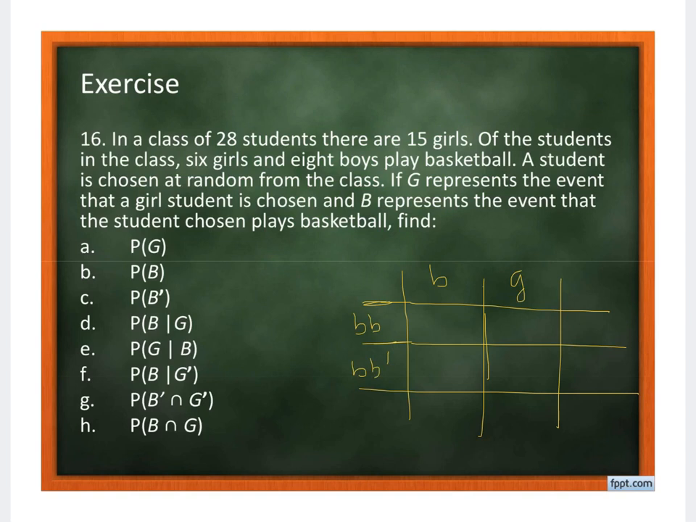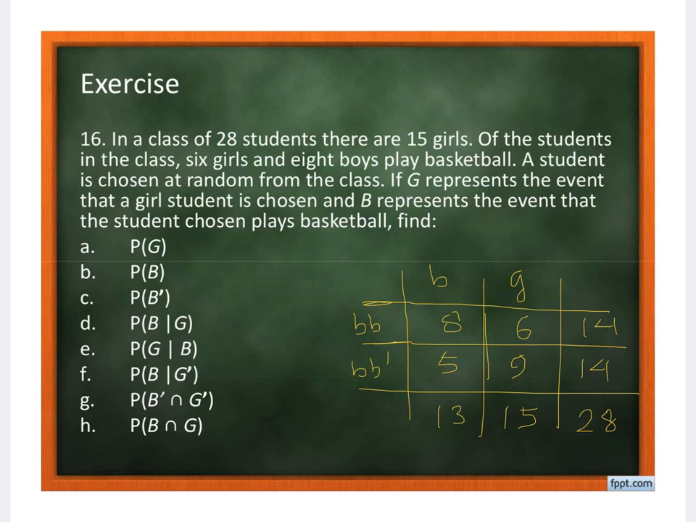There are 15 girls and 13 boys. Total is 28. 6 girls play basketball and 8 boys play basketball. So the total is 14. 13 minus 8 is 5. 15 minus 6 is 9. 5 plus 9 is equal to 14.